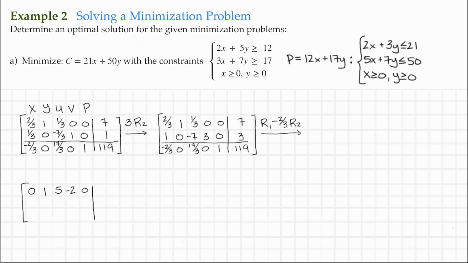3 times 2/3 is 2, and 7 minus 2 is 5. Close off our bracket and fill in the rest. Put in our horizontal line. So now we can target this last value right here. So we'll take row 3 plus 2/3 of row 2.